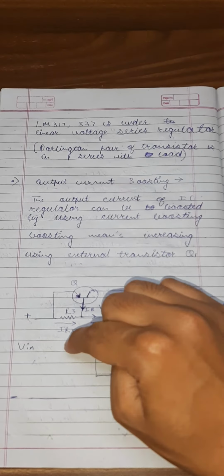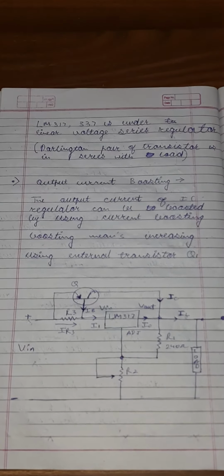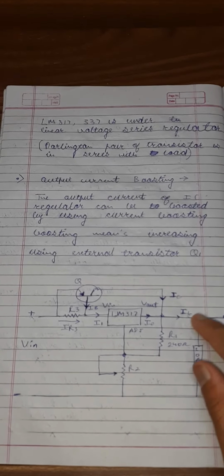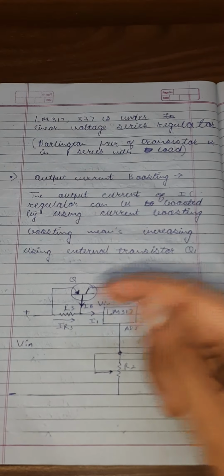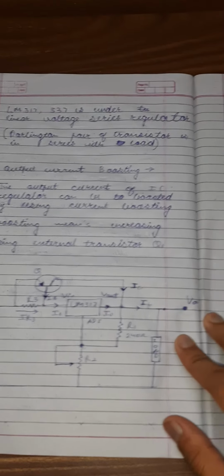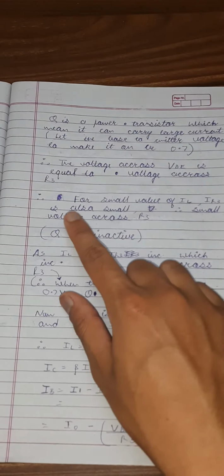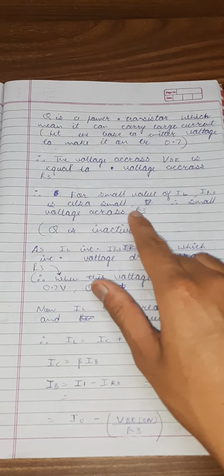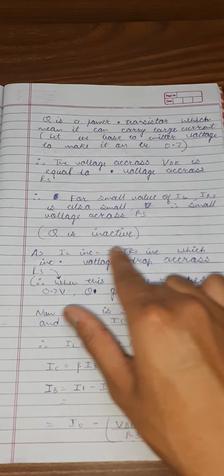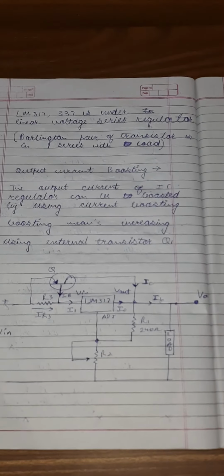So to make IR3 minimum, which means if IL is minimum, the load is not consuming much current. If IL is minimum, then IR3 is minimum. Here we are writing this. We are done with the notes. For a small value of IL, IR3 is also small. Therefore, the voltage across R3 is small, and Q is inactive.